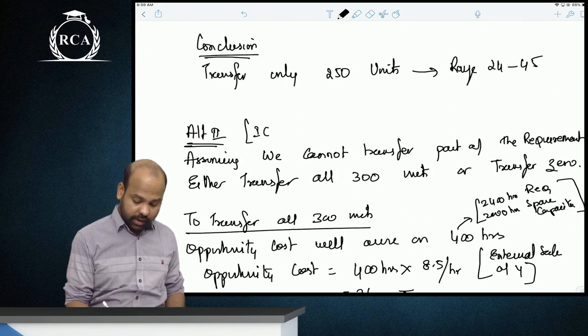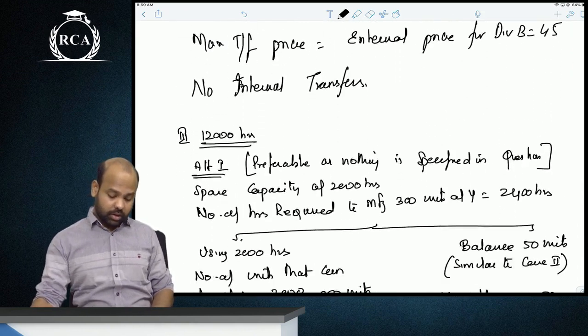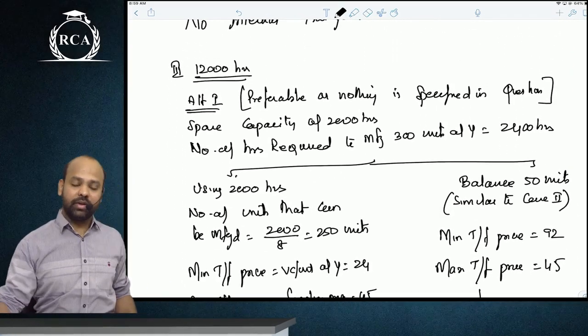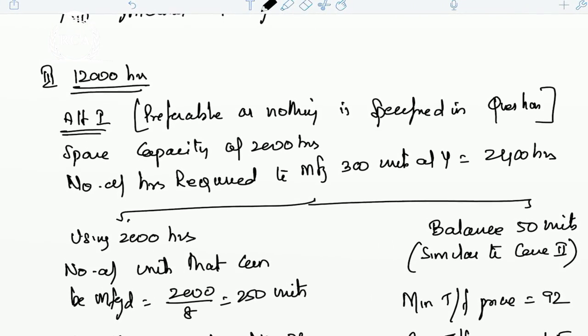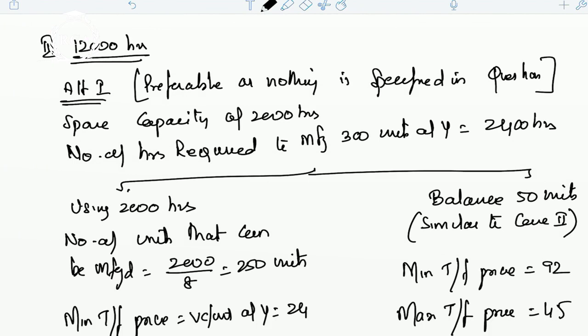This is ICAI's answer, guys. Okay? Please copy now. With this we are done with the entire question. I hope you all understood this. I've presented both the alternatives. Why will I want to take a decision for all the 300 units at once when you can take a decision only for 250 units separately and 50 units separately? We did these concepts even in CVP analysis.